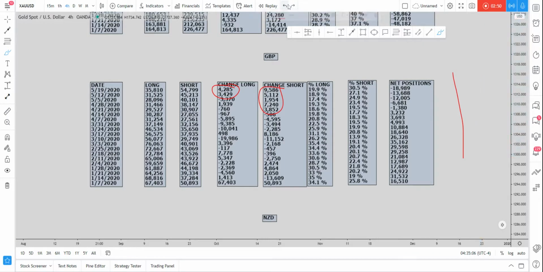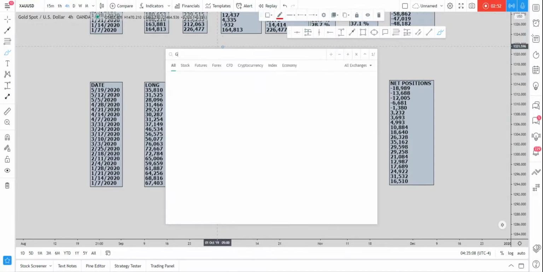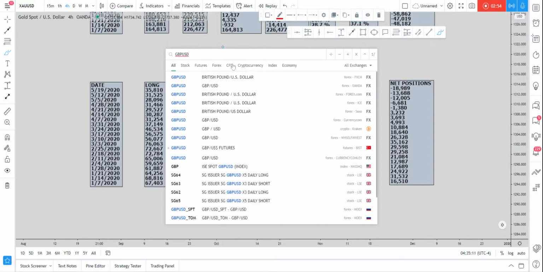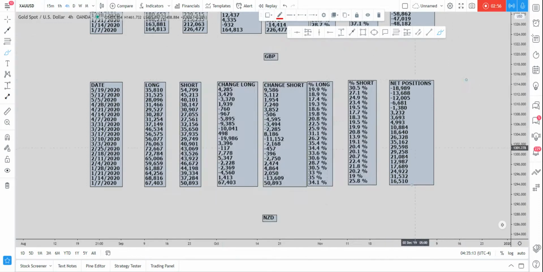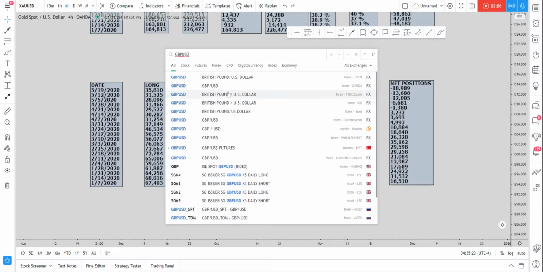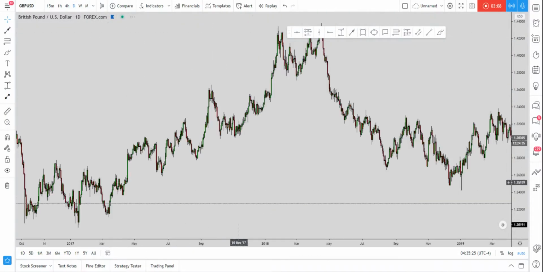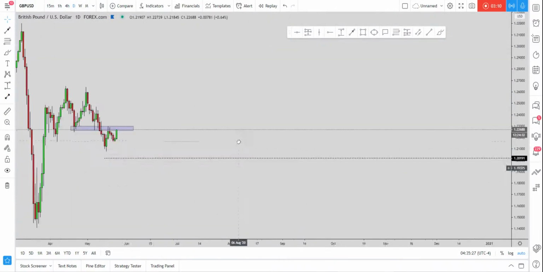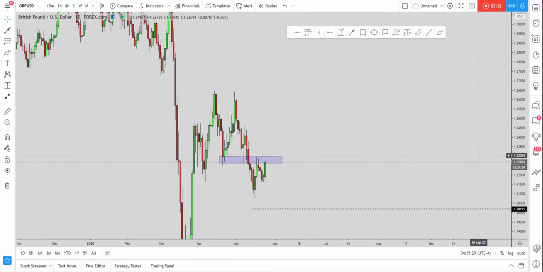Now, if we go back to our GBP USD chart, what we can also see, by the way, on GBP USD is that net positions greatly decreased during the move to the downside. So we have to see some proper accumulation before the move to the upside on GBP USD can actually start. And that is why it would be great to see GBP USD make this last move to the downside.